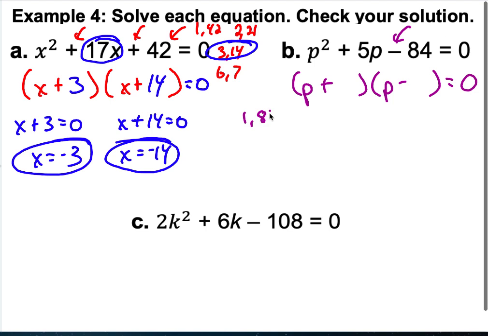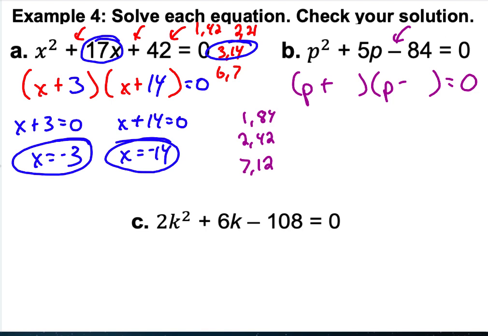So think about some of the different things that you could multiply to get 84. I could do 1 and 84. I could do 2 and 42. Okay? But the one that is going to work for me, because I want them to be close to each other, is 7 and 12. When I subtract 7 and 12, I get 5. When I multiply them, I get 84.